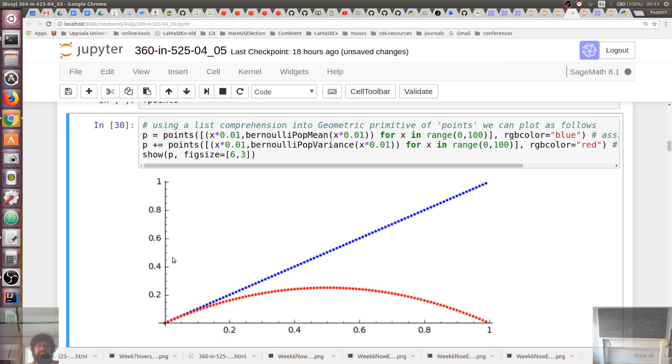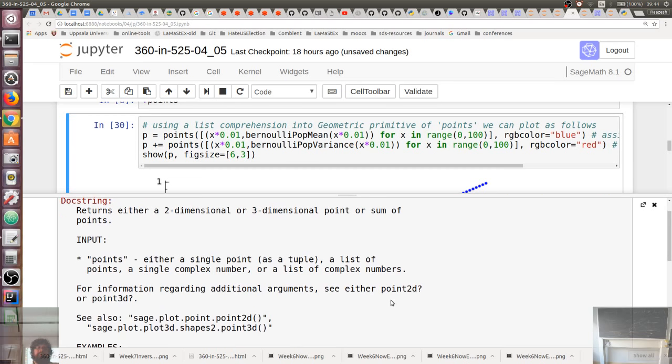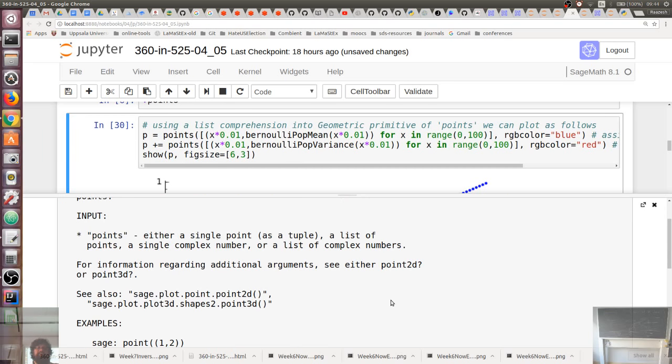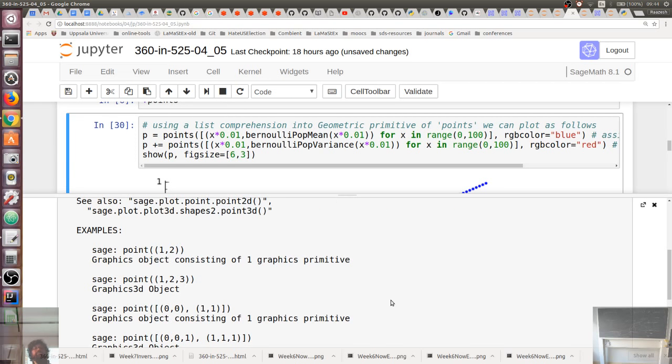P-O-I-N-T-S. So points returns either a 2-dimensional or 3-dimensional point, or a sum of points. Sum means now aggregation. So it's actually a basic geometric object. It's a graphics object consisting of one graphics primitive. So throughout, we will be using graphics primitives and composing graphics primitives to make plots.